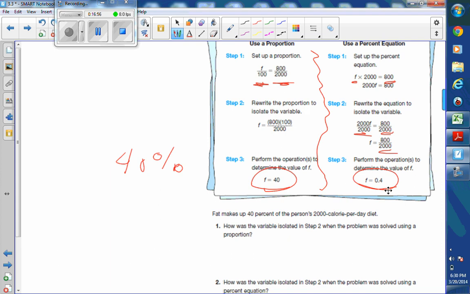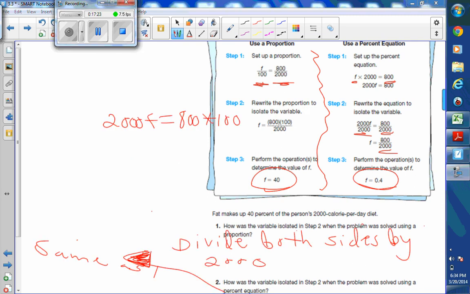How was the variable isolated in step 2 when the problem was solved using proportion? And number 2, how was the variable isolated in step 2 when the problem was solved using a percent equation? Well, I just talked you through that, so you should be able to come up with some sentence that makes sense. So I want you to try to talk about how you isolated the variable using your proportion and then also the percent equation, and come back here when you're done.